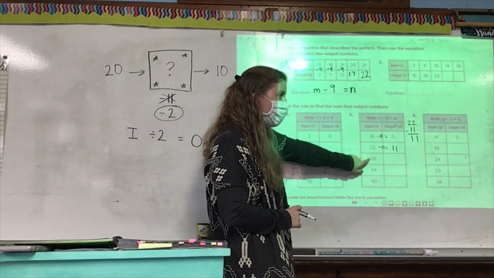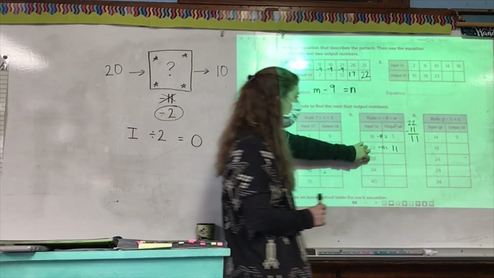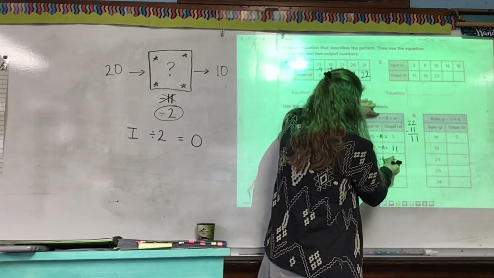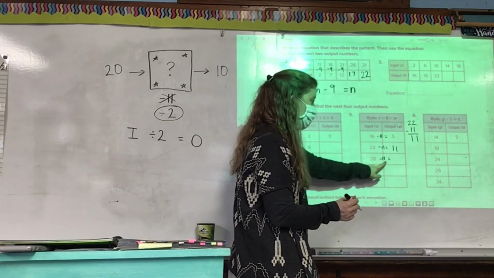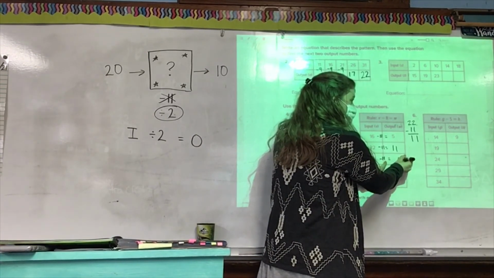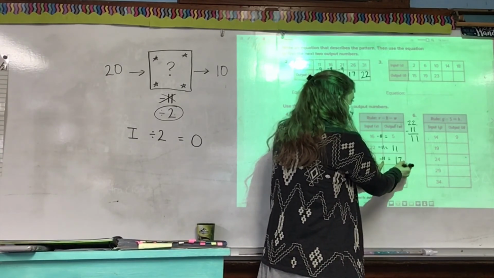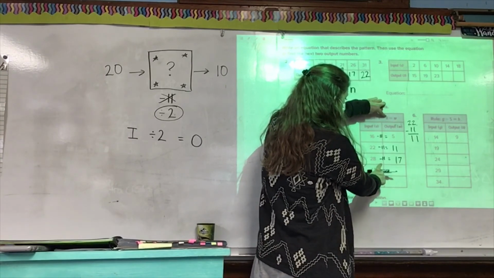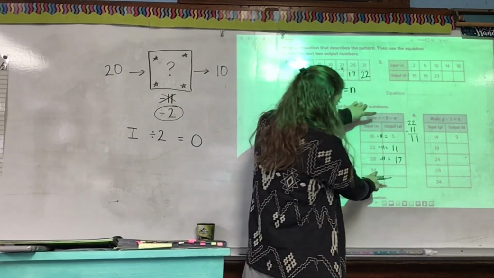What are we going to do to 28? We're going to subtract 11. So 28 minus 11 equals, so 8 minus 1 in the ones place. 8 minus 1 is 7. In the tens place, 2 minus 1 is 1. So 28 minus 11 equals 17. There you go. Now 34.